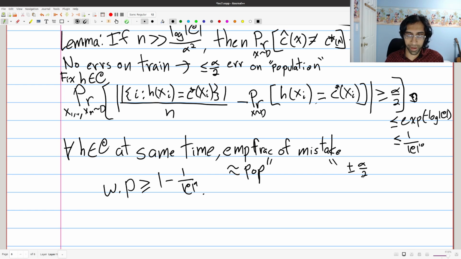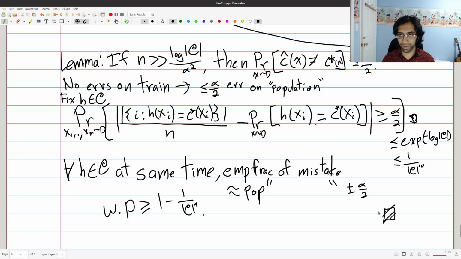That's an upper bound on it. And that completes the proof. Just output anything that never made a mistake. This is sometimes known as the Occam's razor rule in machine learning.